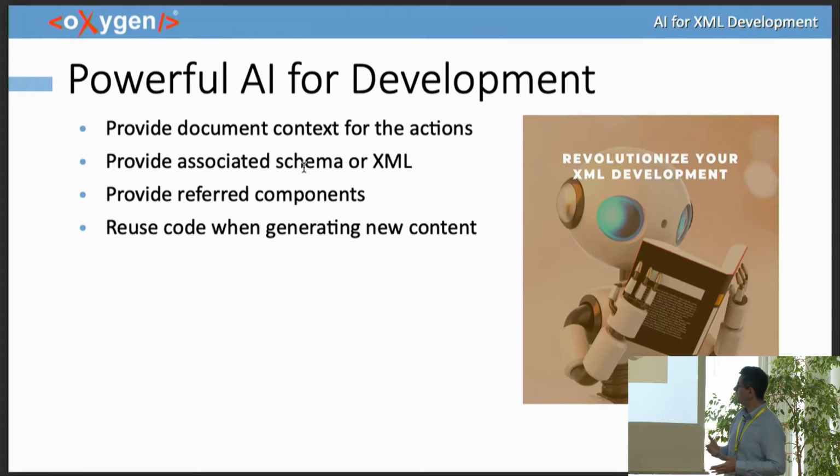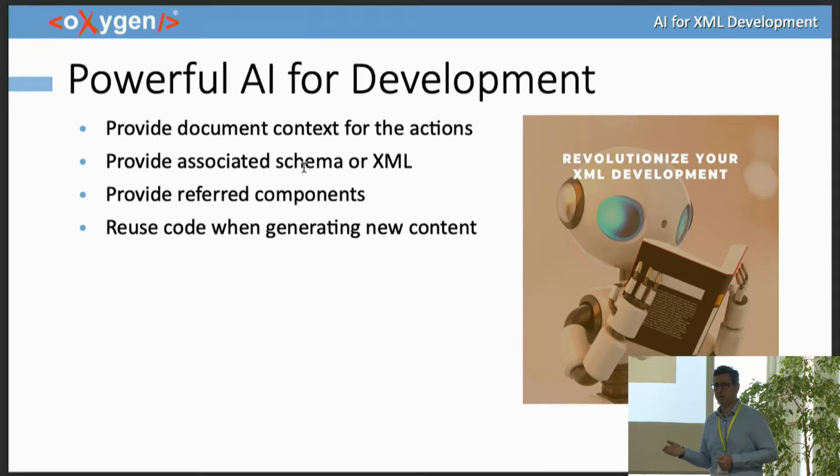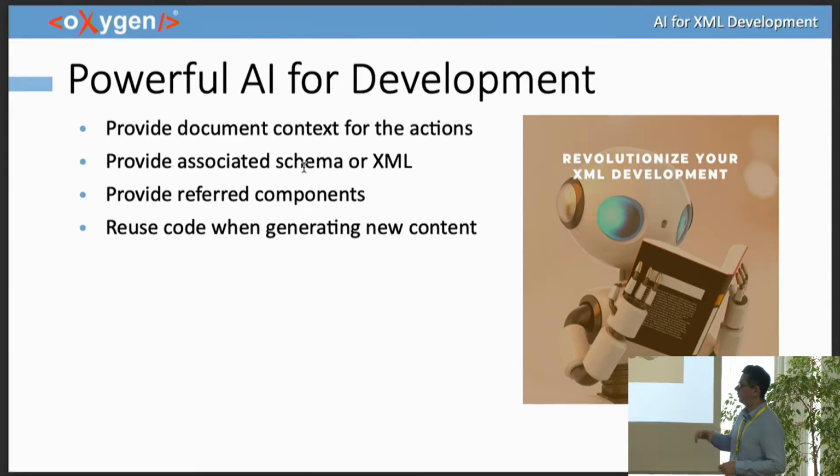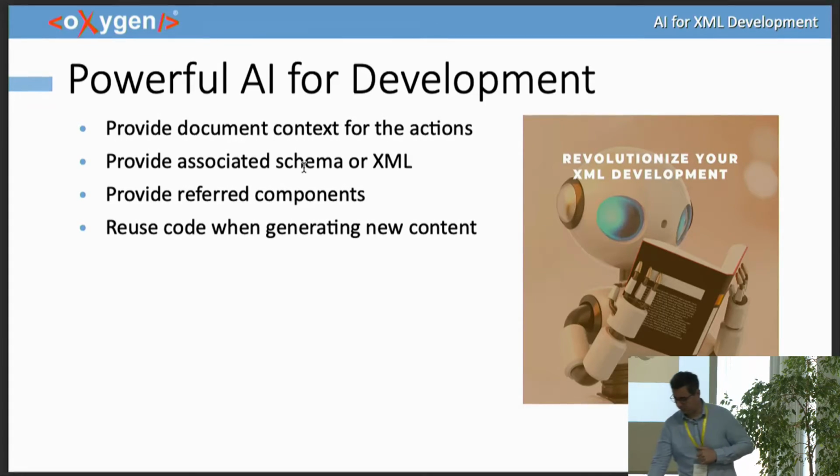And you can also provide the associated XML, for example, or the associated schema. And when you generate content in XSLT, you can say, okay, I want to process the following XML document and do some task on the content. Then the AI will know what type of matches should be made in your XSLT. So you can make it more powerful by providing more information about the context of the refactoring.